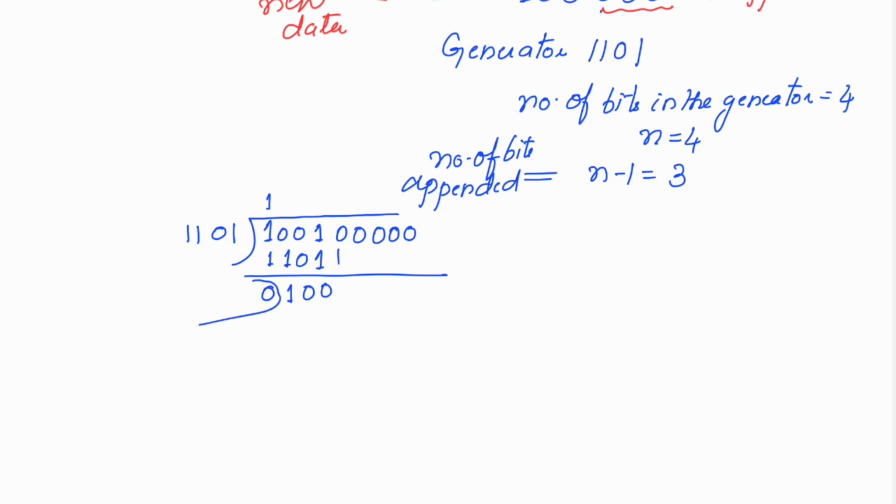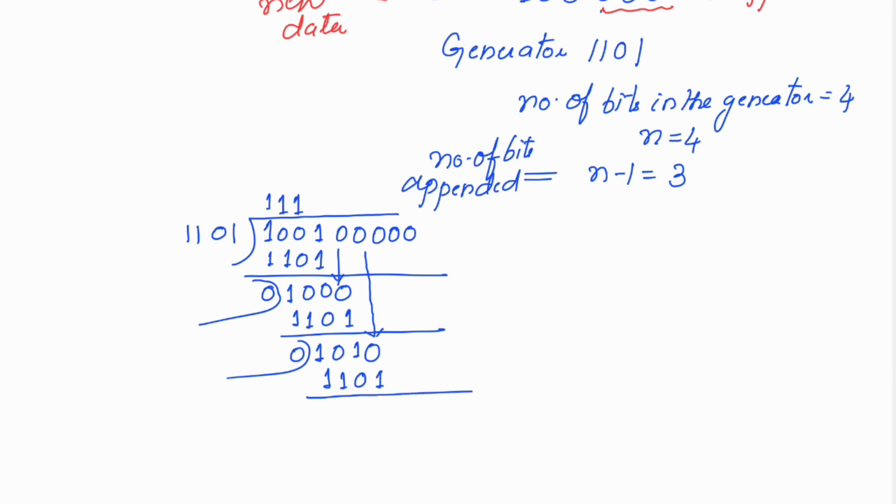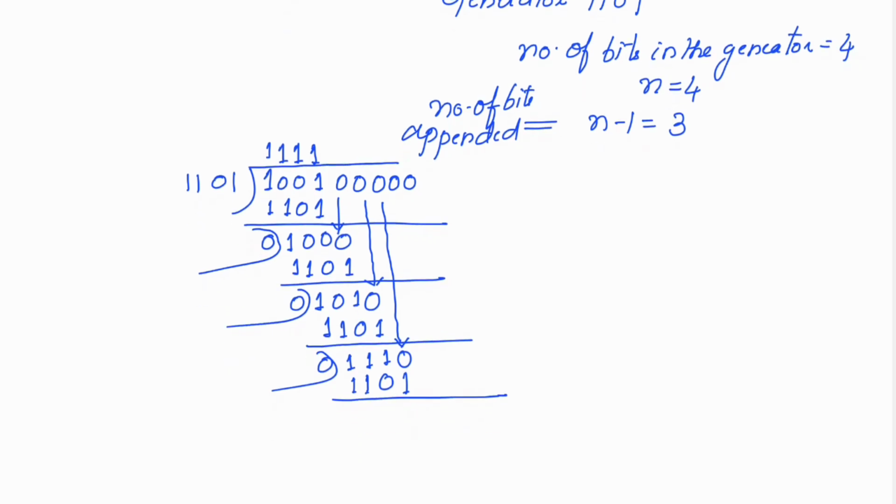This bit will get discarded. You bring down this 0. 1101. Then perform the XOR operation. This bit will not be considered. Now next, bring down this 0. 1101 into 1 is 1101. Perform the XOR operation. 1110. This will not be considered. Bring down the next 0. Once again, it is 1101. Perform the XOR operation.